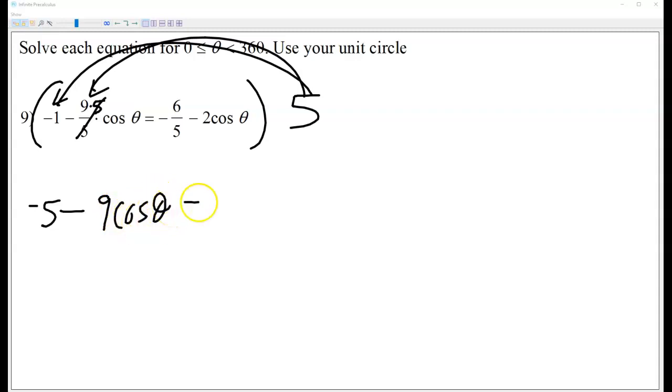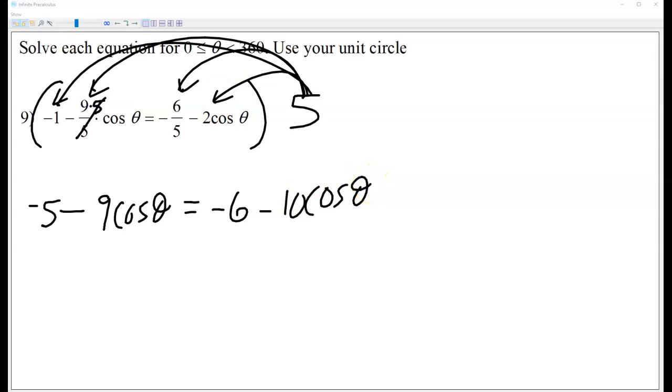Still have our cosine there. All right, next one. Same thing happens here. If I multiply 6/5 by 5, it cancels the denominator out and just leaves me with the -6. And then here, if I multiply that by 5, I get -10 cosine of theta. So now we don't have those pesky fractions anymore. You'll also notice that what's different about this problem is I've got cosine on both sides. We only want one cosine to be there, so we're going to move one of the cosines over. Technically, it doesn't really matter which one you move. I like to cancel out the smaller one. -10 is smaller than -9, so I'm going to add 10 cosine theta to both sides of my equation.